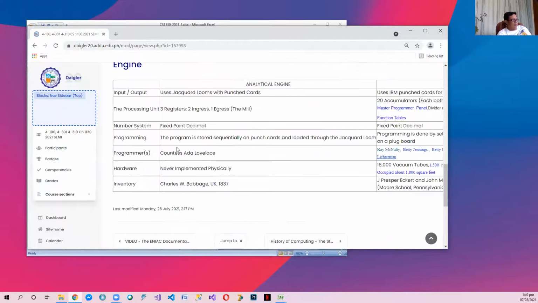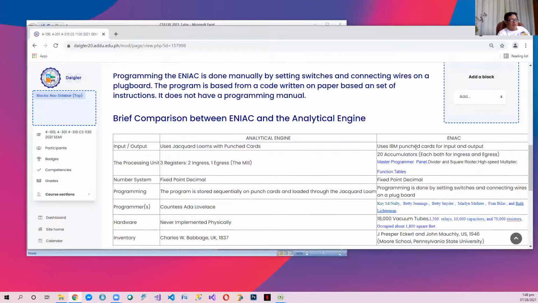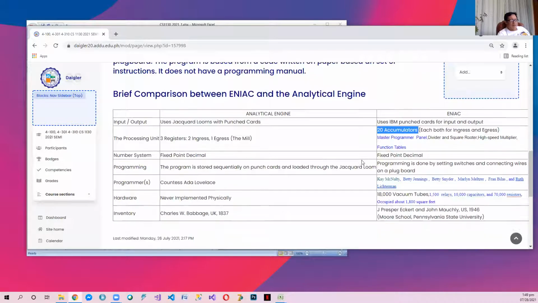Do you follow? So there's a very important concept that was introduced in ENIAC. Remember, this is 1946, right after the war. It's called the accumulator. ENIAC has 20 accumulators.